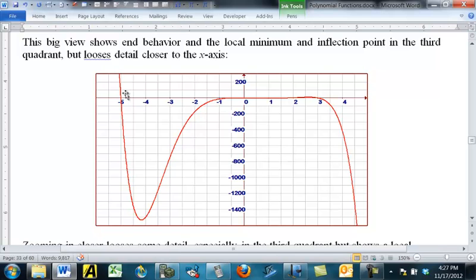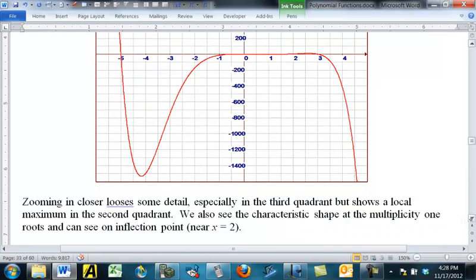So here we've zoomed out far enough we can kind of see what the end behavior is going to do. And we can get a pretty good picture of this local minimum here between negative 4 and negative 4.5. Okay, so we can see that minimum. But it's way down there, negative 1400 something. But we've lost a lot of detail right in here between, say, negative 1 and 3. It's hard to tell exactly what's going on there. It looks like there might be a maximum right in here, but we really can't tell anything about what's happening in here. So we need to zoom in to see that.